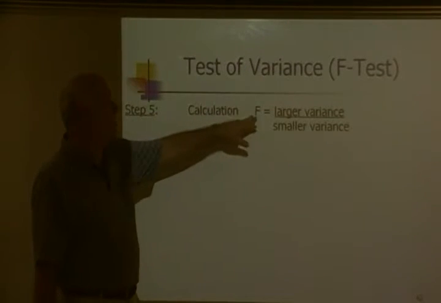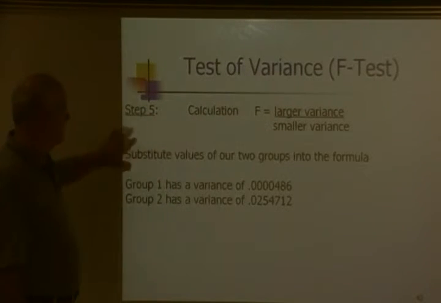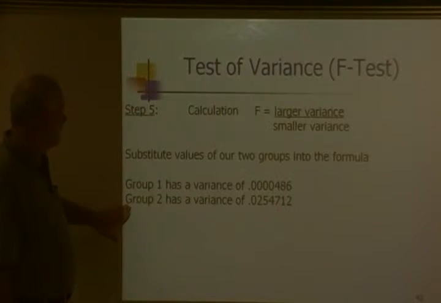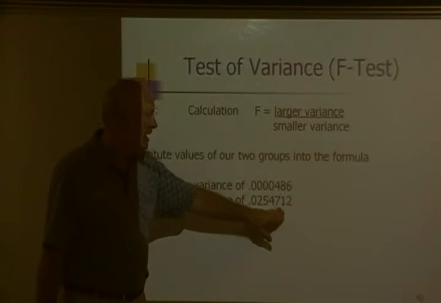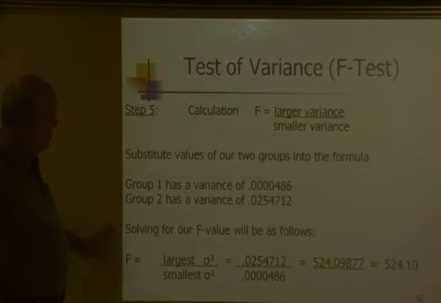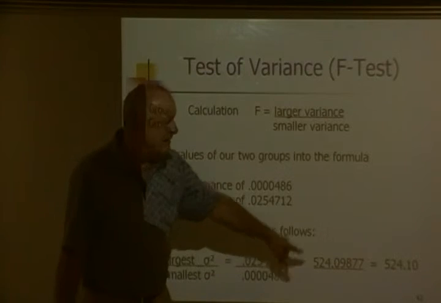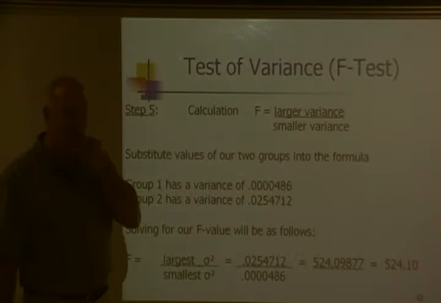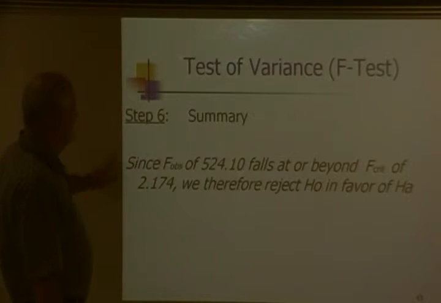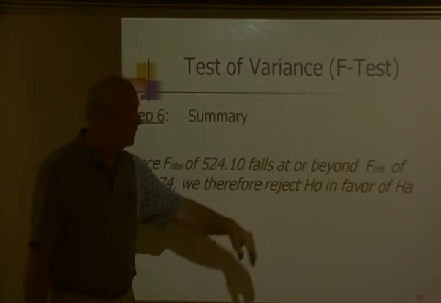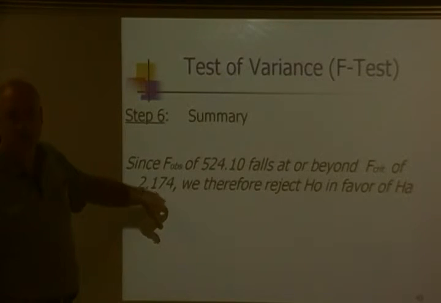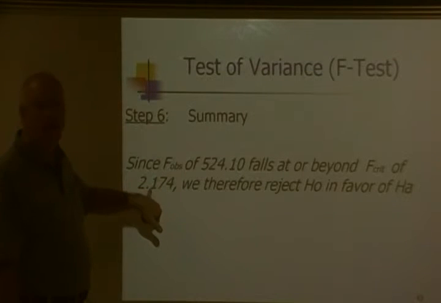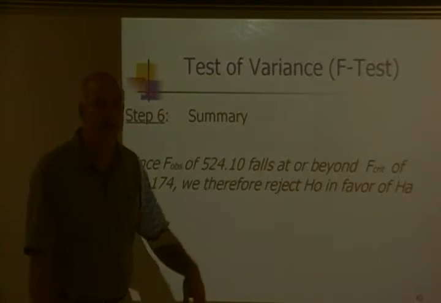Step 5, calculation: larger variance divided by the smaller variance. Group 1 has a variance of 0.000486. Group 2 has a variance of 0.0254,721. When we run the totals, we get a value of 524.10. Since F observed of 524.10 falls at or beyond F critical of 2.174, and it doesn't matter how far it is, it can be 1 million, it exceeded the critical value, so we reject the null hypothesis.